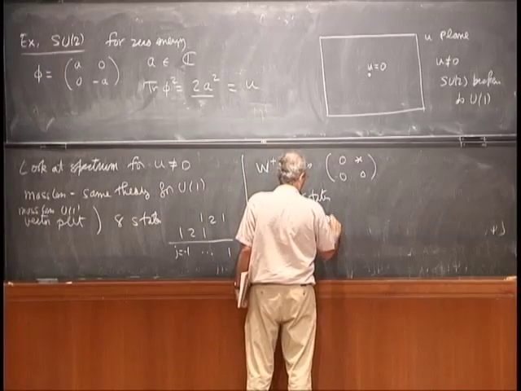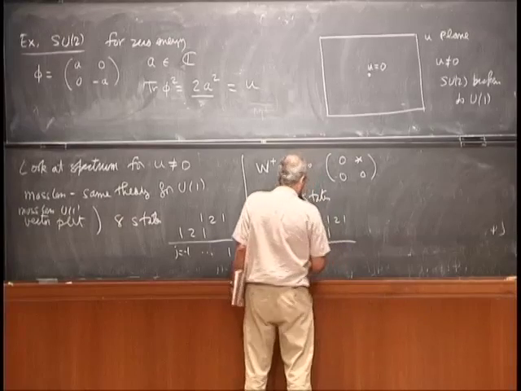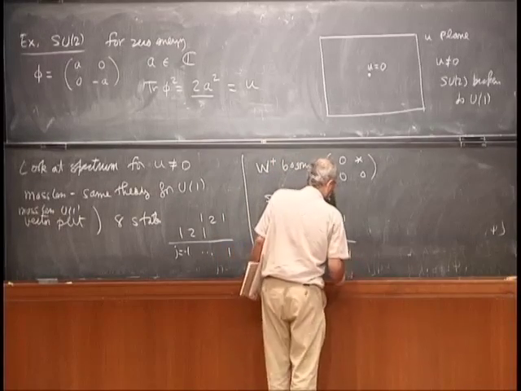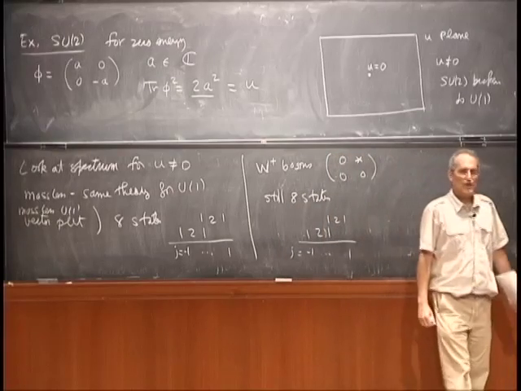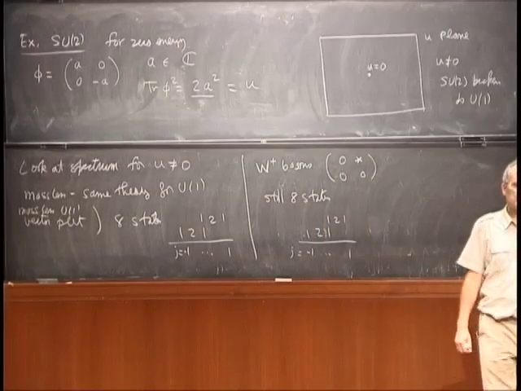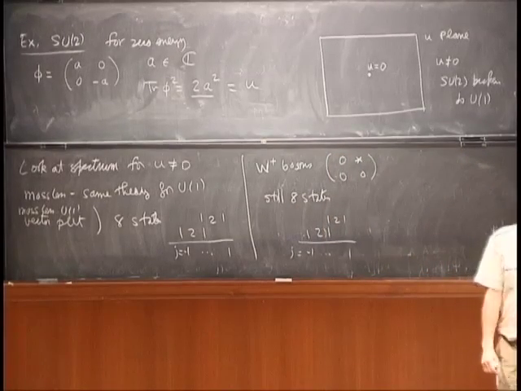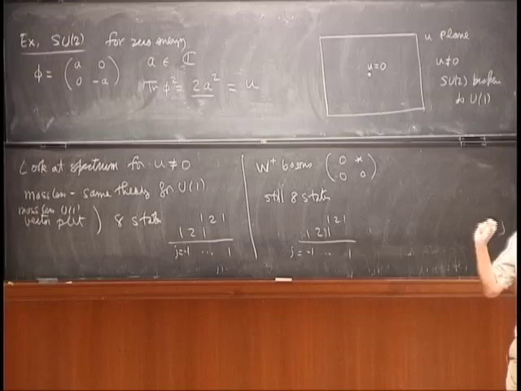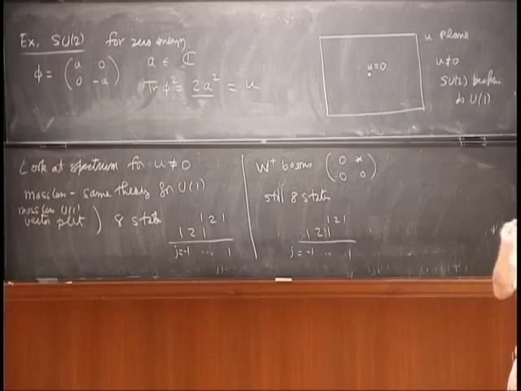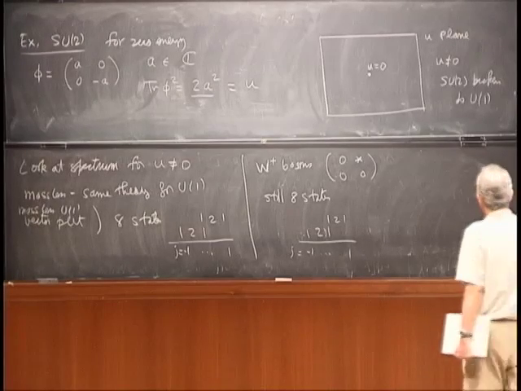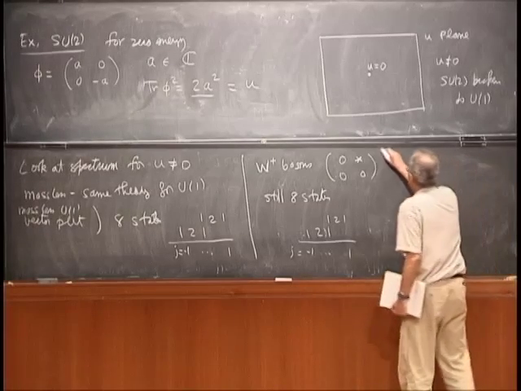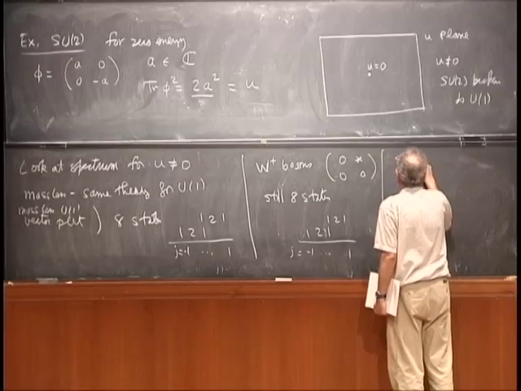So the spectrum is the same thing, but they're massive. Now, we know that if we're going to have a massive multiplet with only 8 helicity states, there has to be a central charge. So there is a central charge.